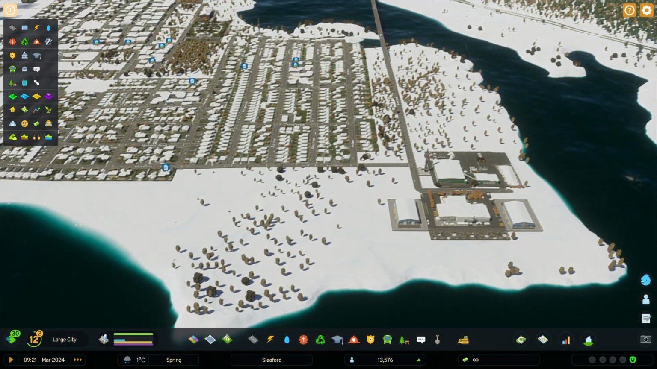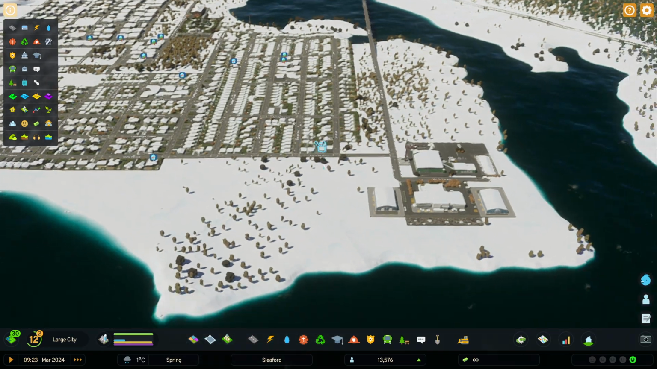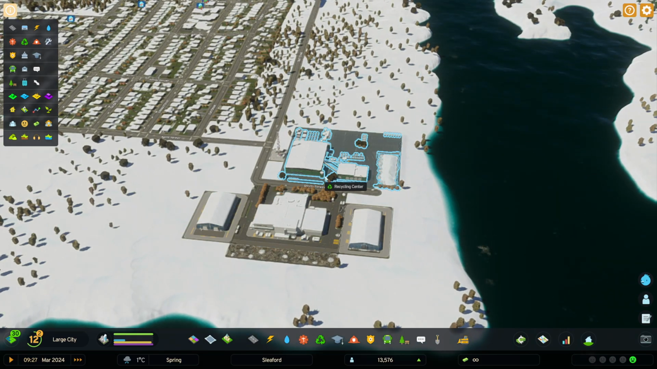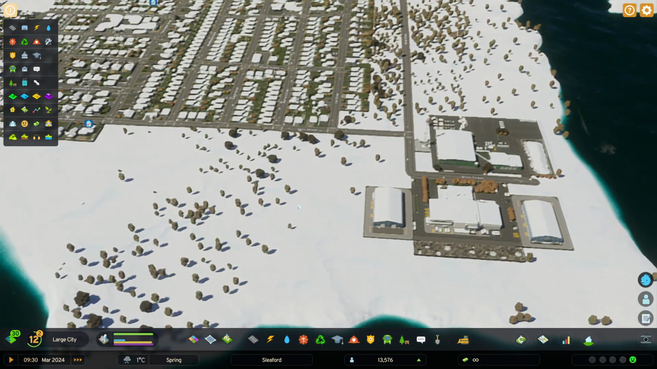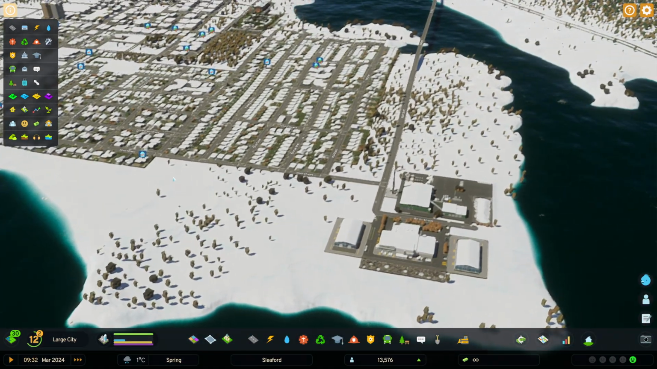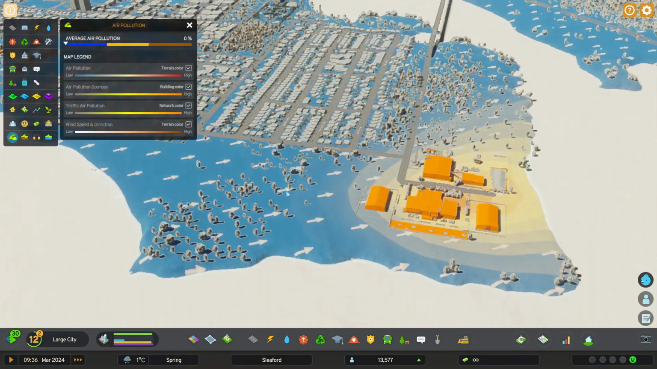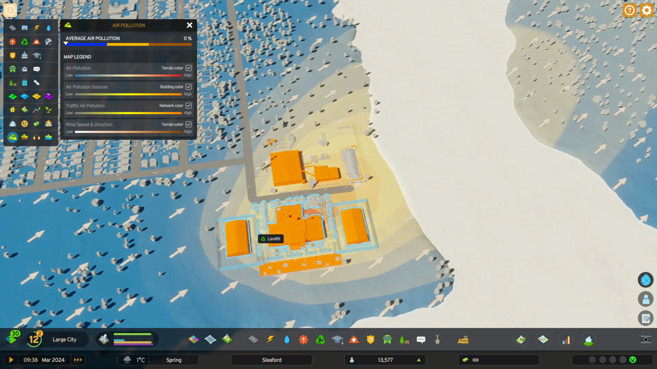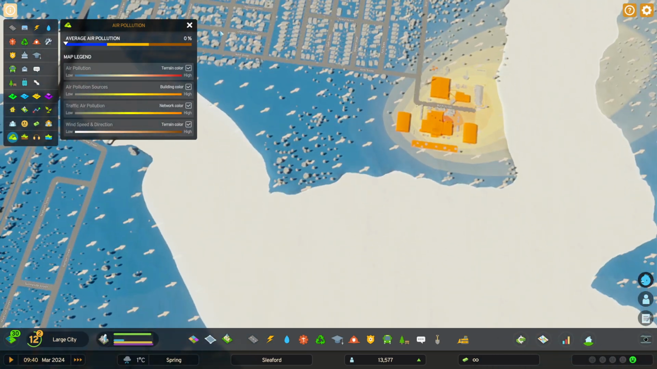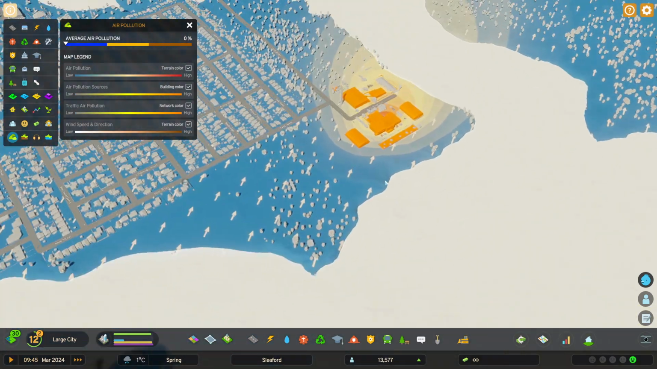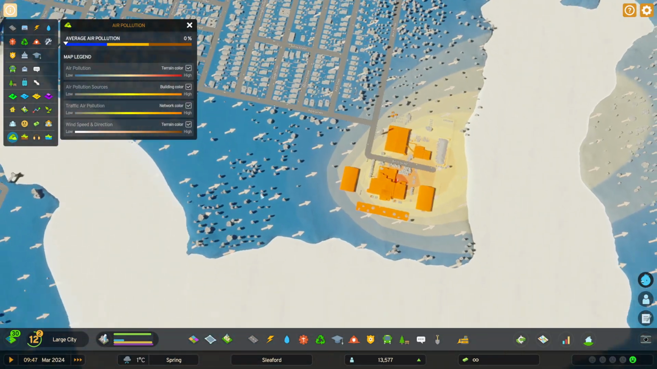Now going back to the pollution, keep in mind that the industrial area, as well as some industrial buildings, for instance the landfill and the recycling center and so on and so forth, they all generate pollution. So let's start with the air pollution. As you can see, they generate some pollution. However, when we are talking about air pollution, there are some arrows, as you can see, which indicate the wind. This is the direction the wind is going.